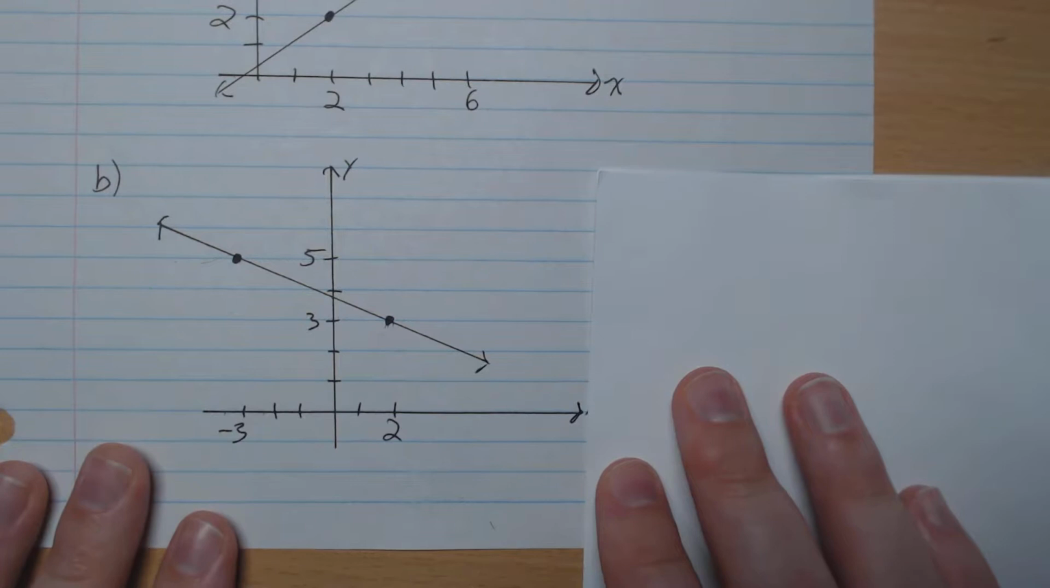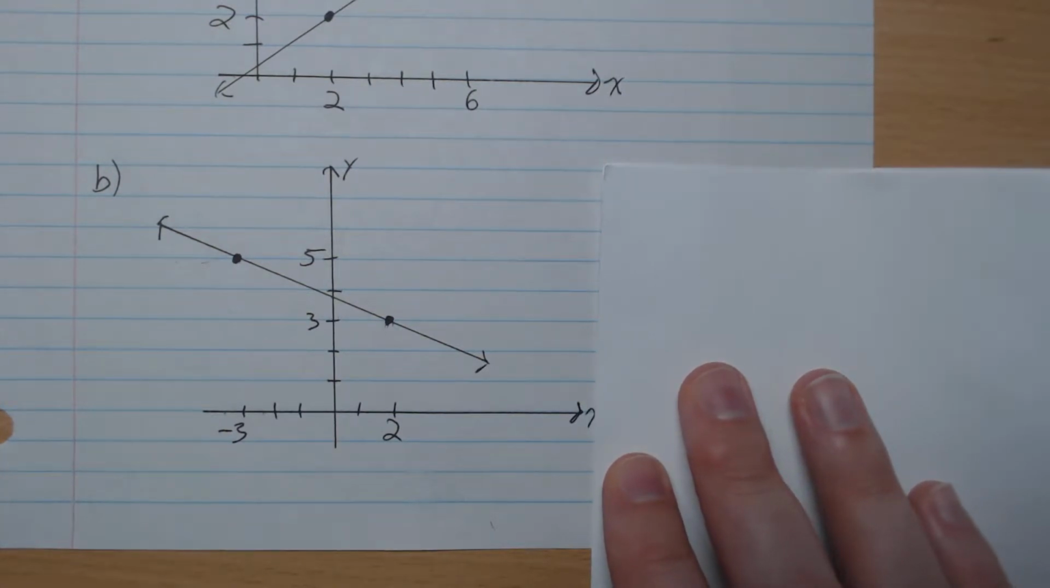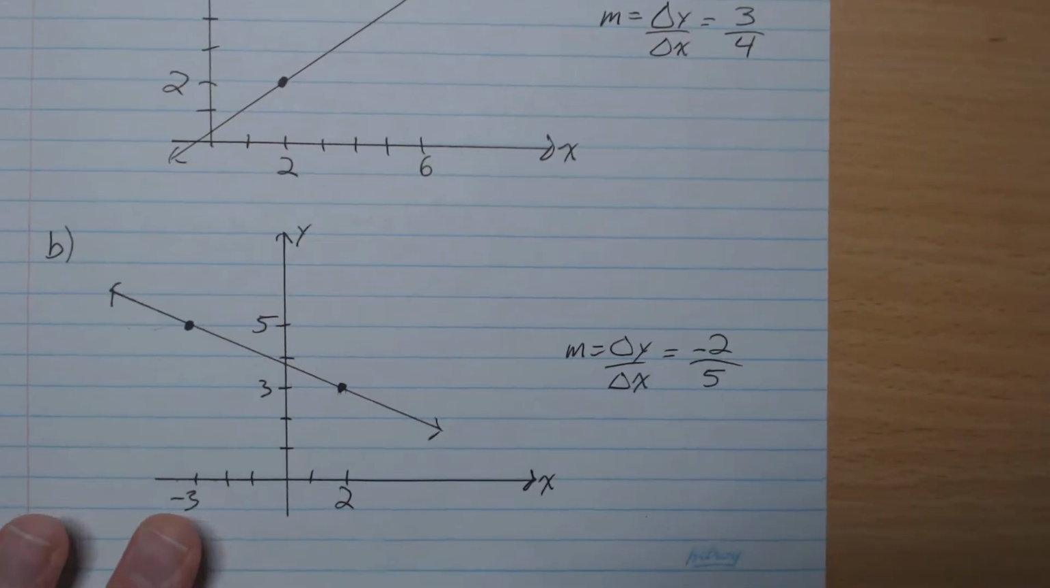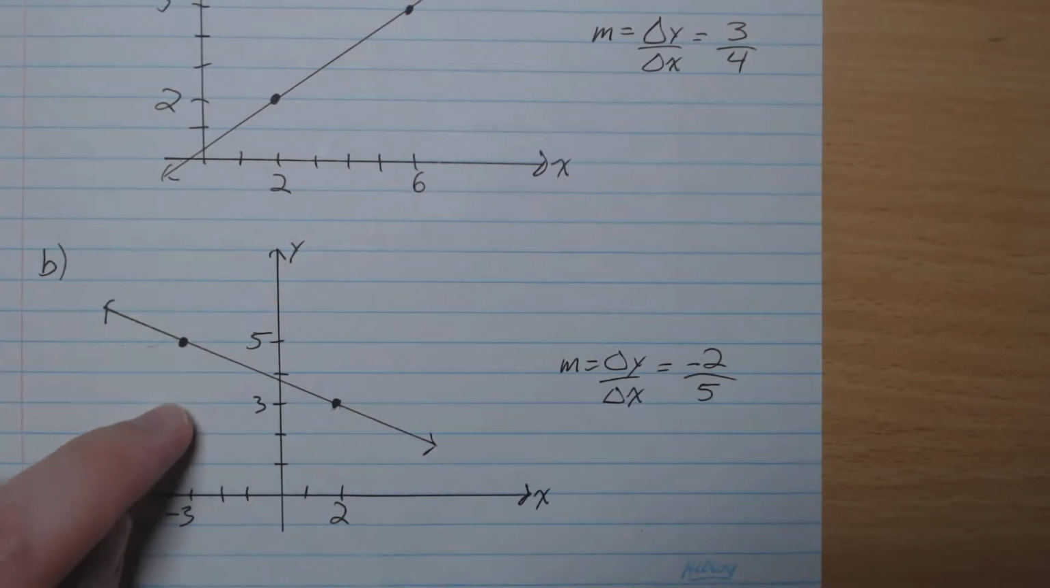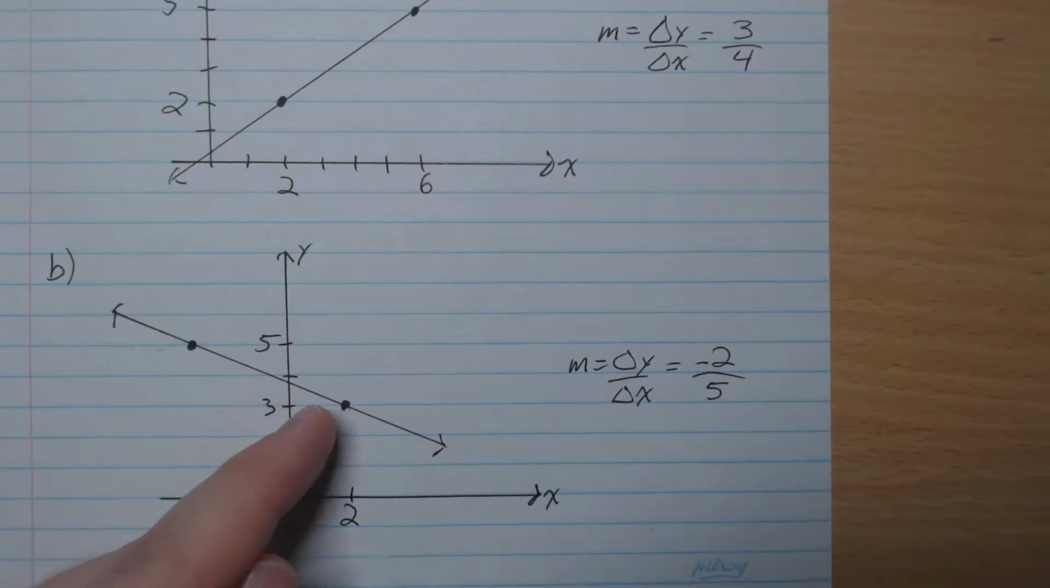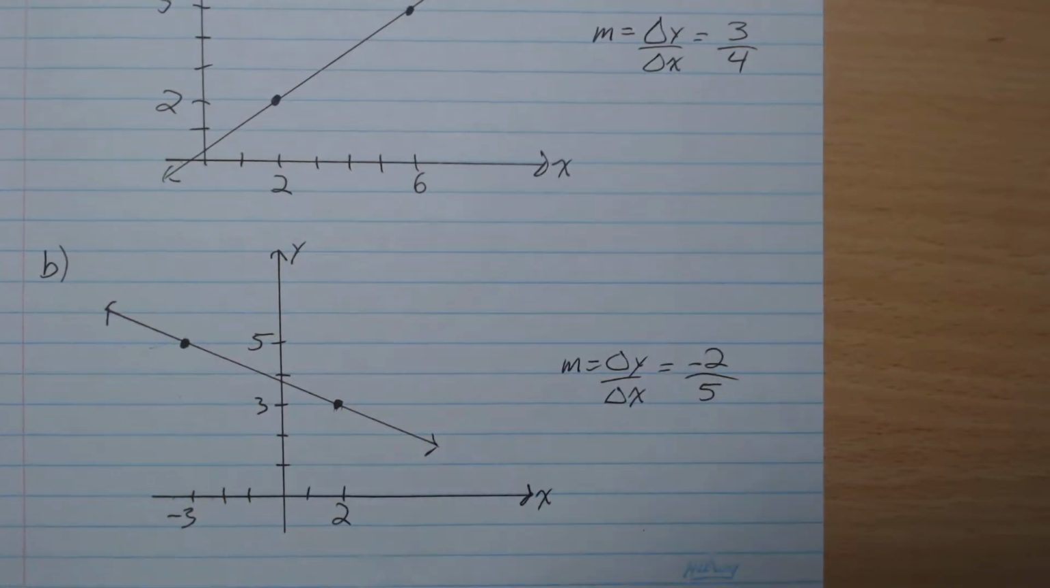B, go ahead and find the slope of this linear function. We're back. We notice that we're going down by 2, 1, 2, so negative 2, and then going to the right by 5, 1, 2, 3, 4, 5. So negative 2 over 5 is our slope.